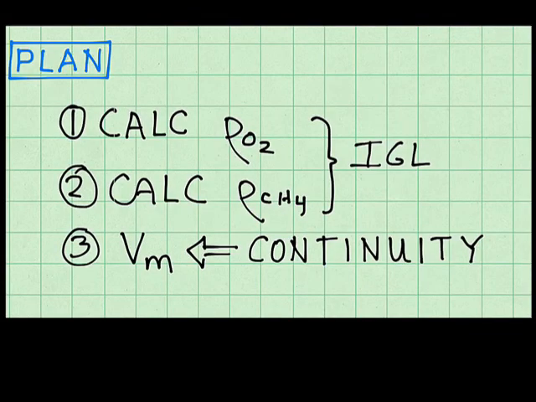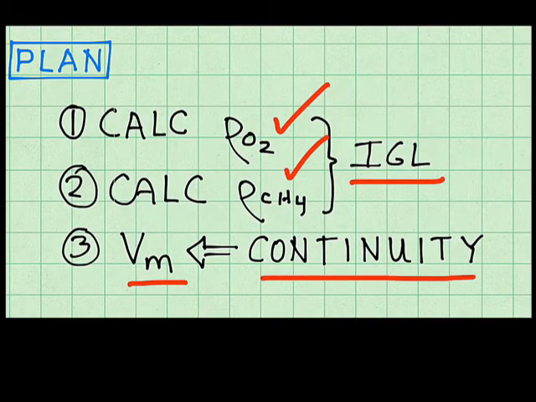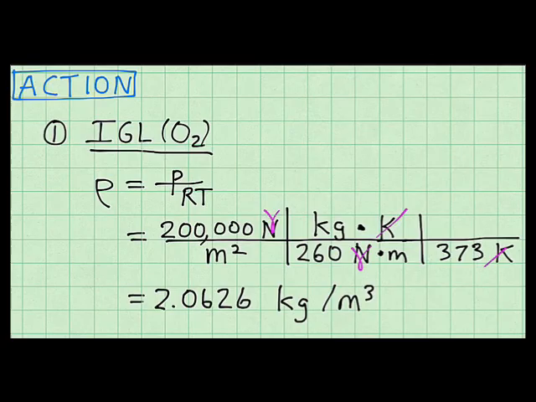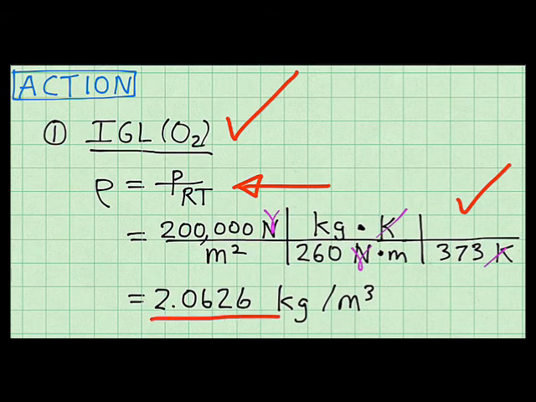So my plan is to calculate my two density values with the ideal gas law and then calculate the mixture velocity with the continuity equation. Here's the ideal gas law applied to the oxygen. So P is equal to rho RT, so rho is equal to P over RT. Here's the equation. Substitute in numbers, units, carry and cancel as usual. And here's the value of the density of the oxygen.